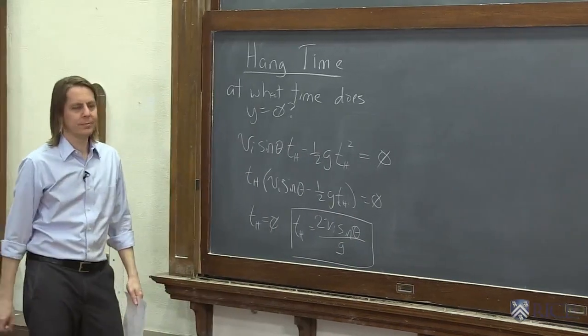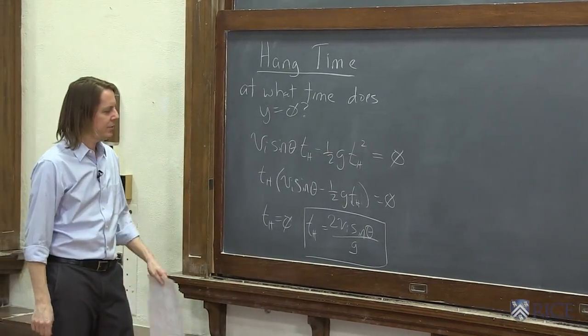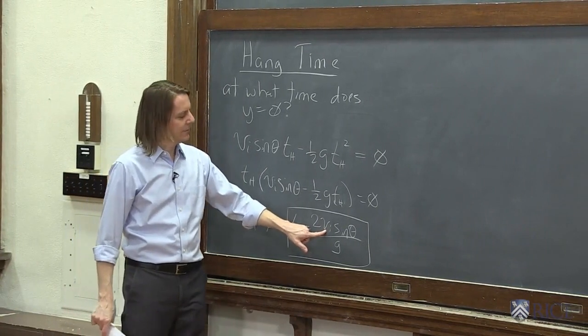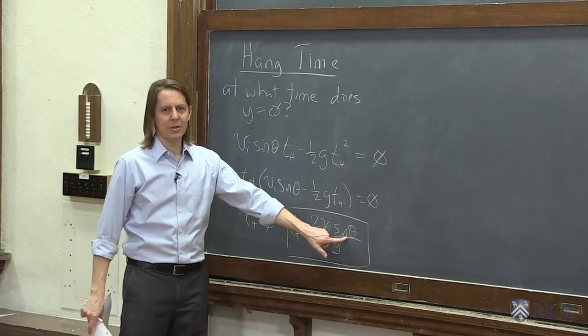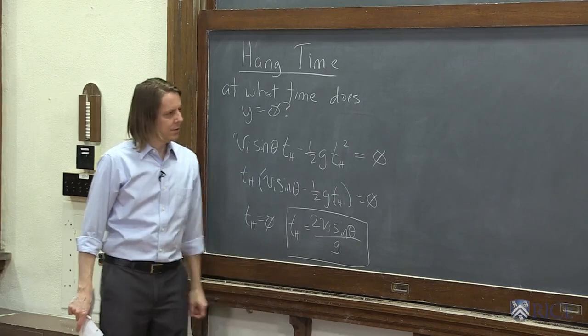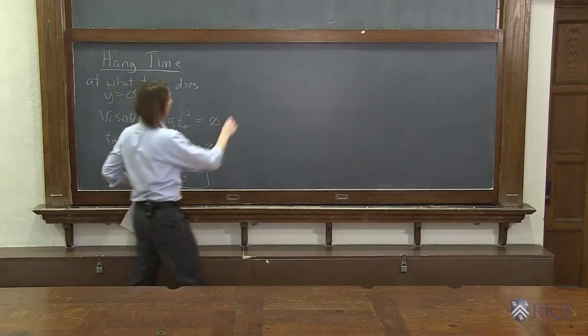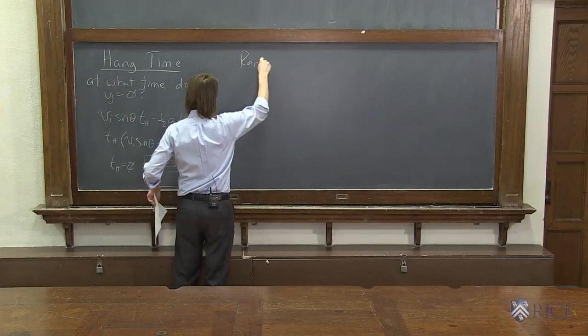So there's your first one, hang time. That's how long it's in the air. The faster you shoot it, the longer it'll be in the air. The bigger the angle, the longer it'll be in the air, and then the slower gravity is, the longer it'll be in the air. Let's look at the range. That's the critical one. How far does it go?